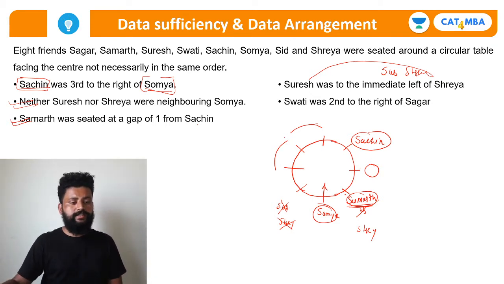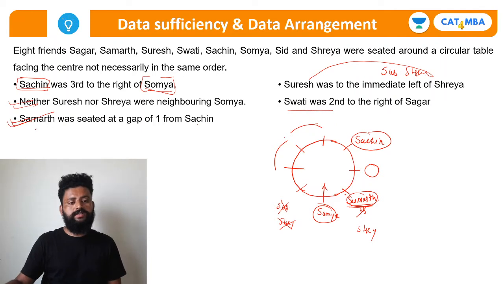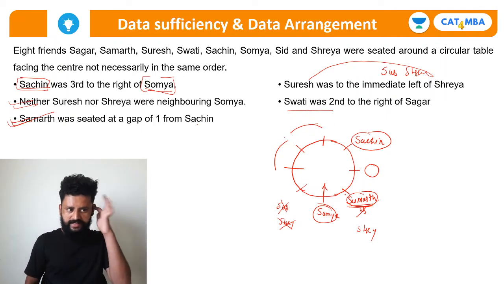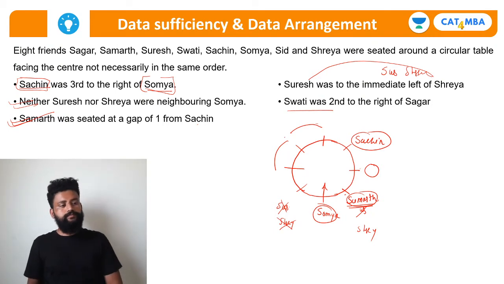Okay. The next thing is Swati was second to the right of Sagar. That's the last thing you can use. Okay. We have used this one. Okay, we are done with all these things. So Suresh and Shreya, Suresh was immediate left of Shreya. That's what we know. So we need to try it now.